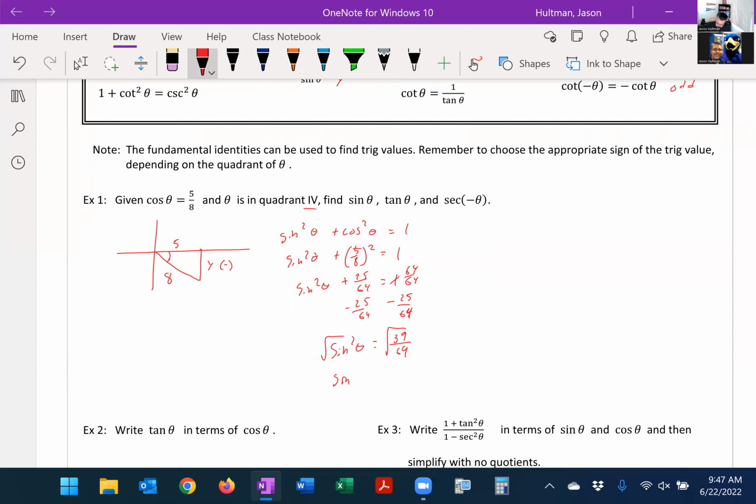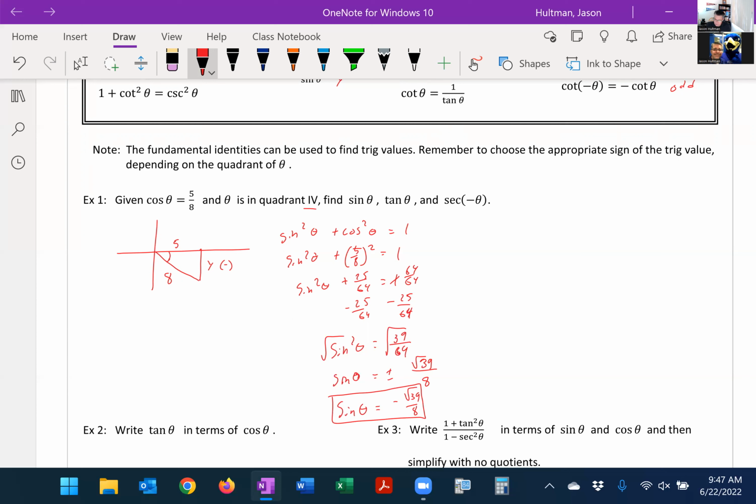I say that the sine of theta is equal to plus or minus the square root of 39. I'm going to take the square root of the top and then the square root of the bottom. The square root of 64 is 8. So sine of theta is plus or minus radical 39 over 8. However, we do know that sine in the fourth quadrant is negative. So we're going to take the negative value, not the positive one, and we get negative radical 39 over 8. So that's the sine value.